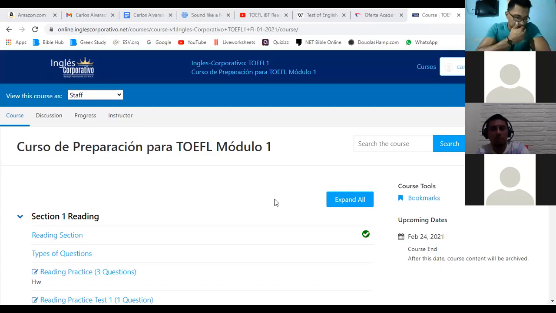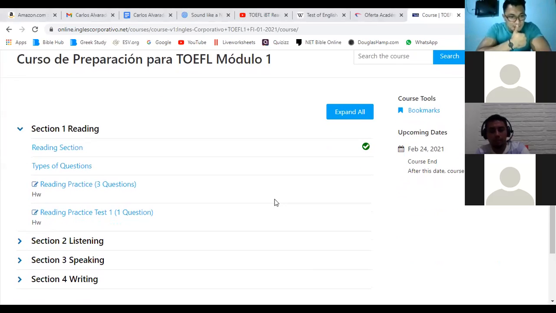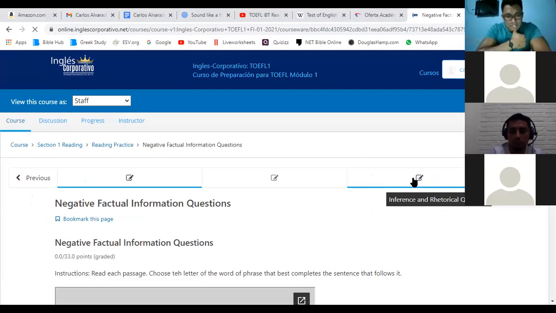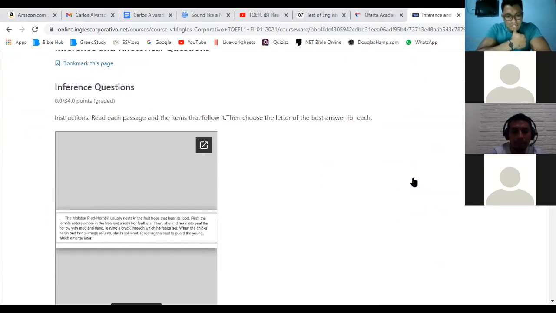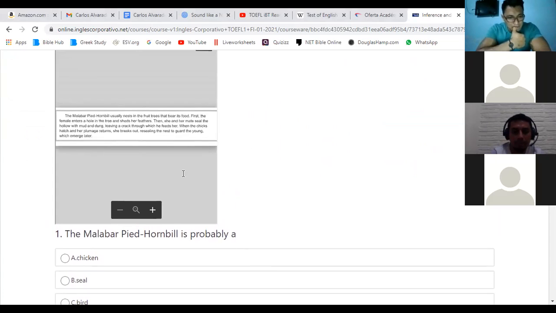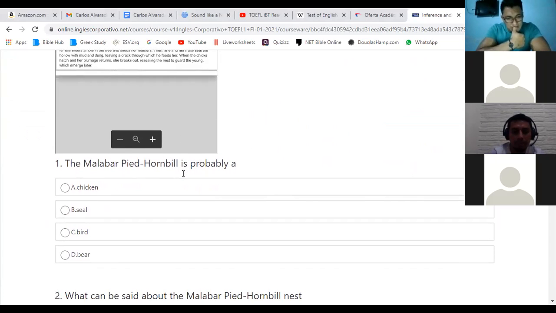Okay, all right, so here's the platform and reading practice. Reading practice, 3 questions, the third one. Inference and rhetorical questions. The first answer says, well, the right answer, if you infer correctly, should be C, but it only accepts B. And a seal with feathers doesn't really sound realistic to me, at the very least.